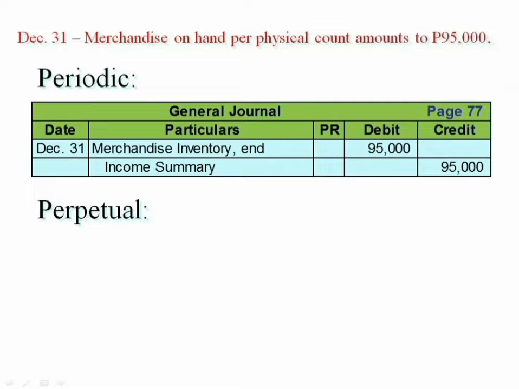Therefore, in recording the merchandise inventory at the end, the income summary account representative of the net income must be increased by crediting it for the amount of the merchandise inventory at the end of the period per physical count.